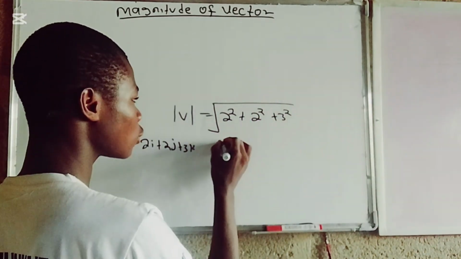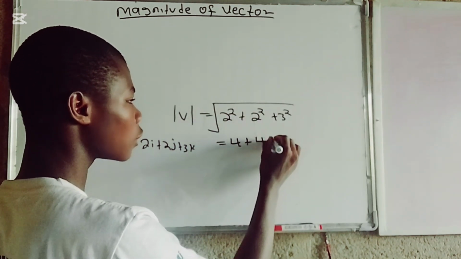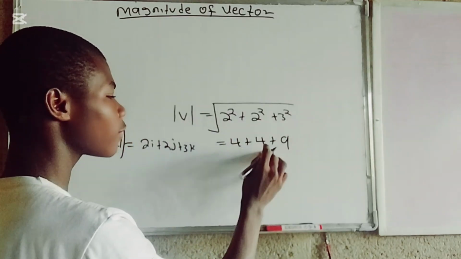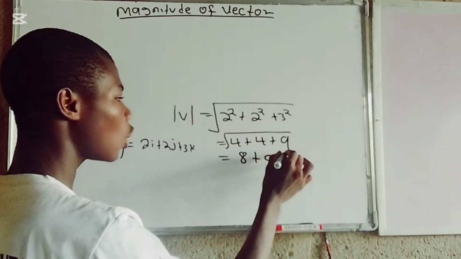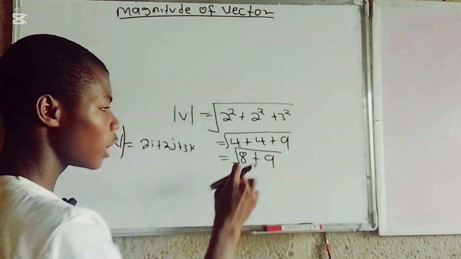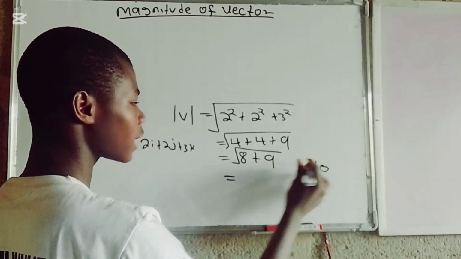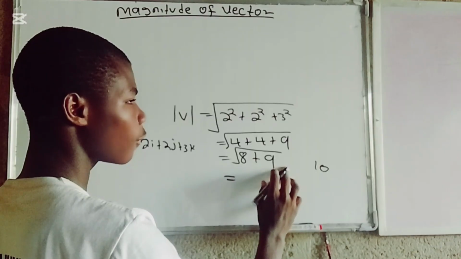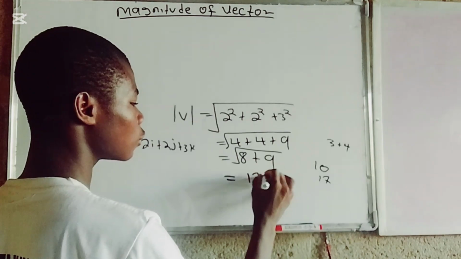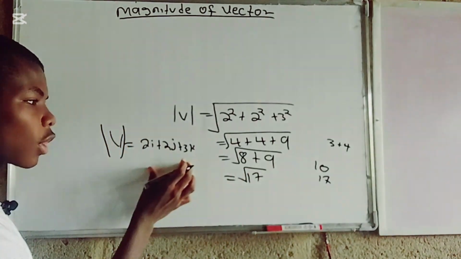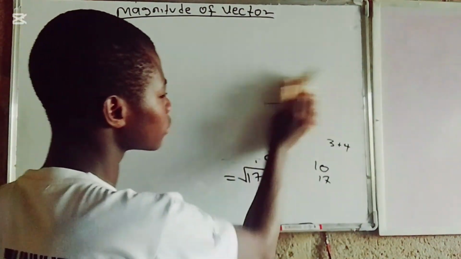3 squared. As you can see, the square root of 2 squared, which is 4, plus 2 squared, which is 4, plus 3 squared, which is 9. 4 plus 4 is 8, plus 9. So if I add these up, 8 plus 9, at the end I'll get 17. Therefore, root 17 is the magnitude of this vector. There is one thing that I need you to know.